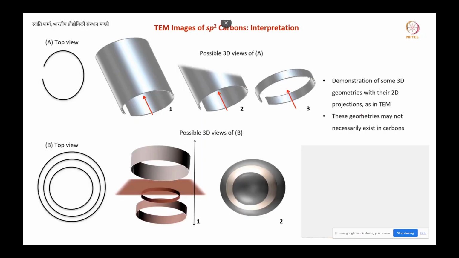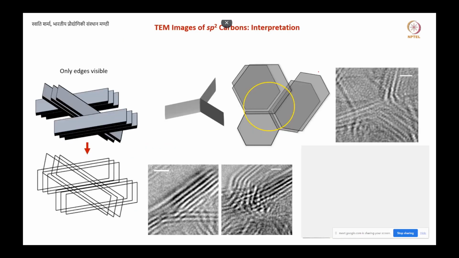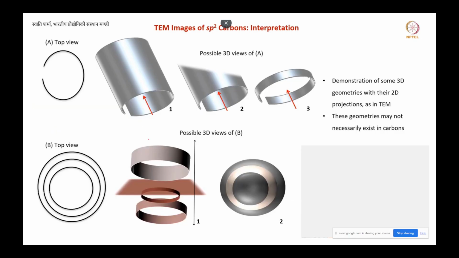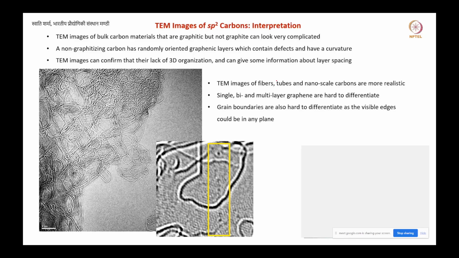Also, these are some TEM images of sp2 carbons that you can see by yourself. You can't see the depth; it is a 2D projection, not a 3D. Here you can see the 2D image of a 3D material. Only the edges are visible, not the whole depth.